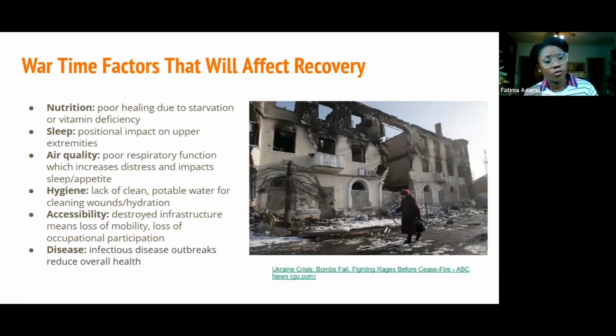Air quality, so poor respiratory function will affect your ability to get sleep, your appetite, and your ability to get the nutrition that you need for optimal healing. Hygiene, lack of clean potable water for cleaning wounds and for hydration will impact recovery. Accessibility, so if you lose a lower extremity or an upper extremity, you're less able to get around, with less occupational participation as a result.